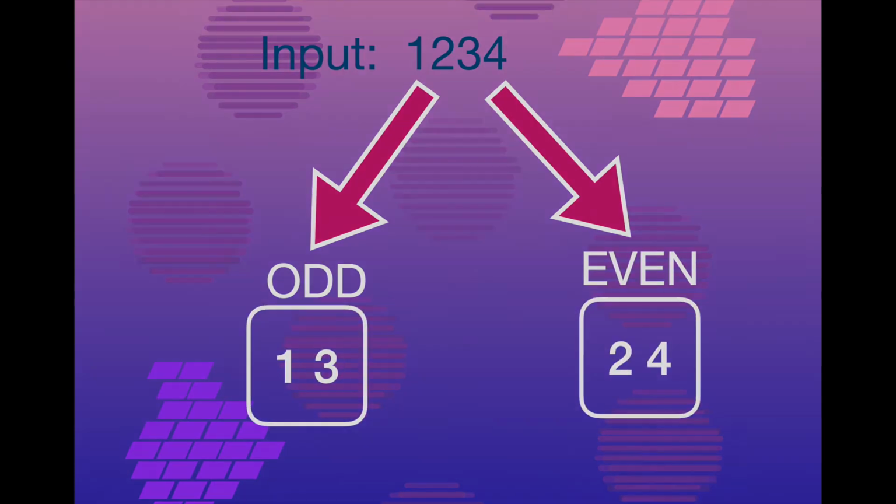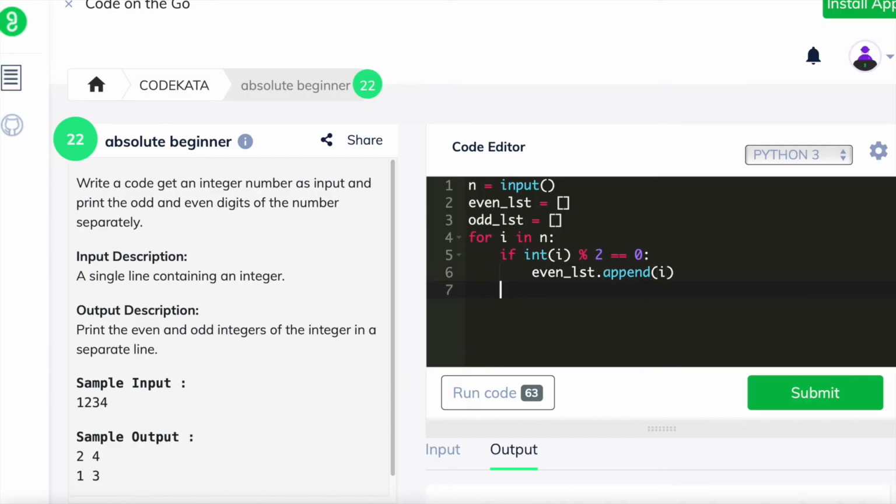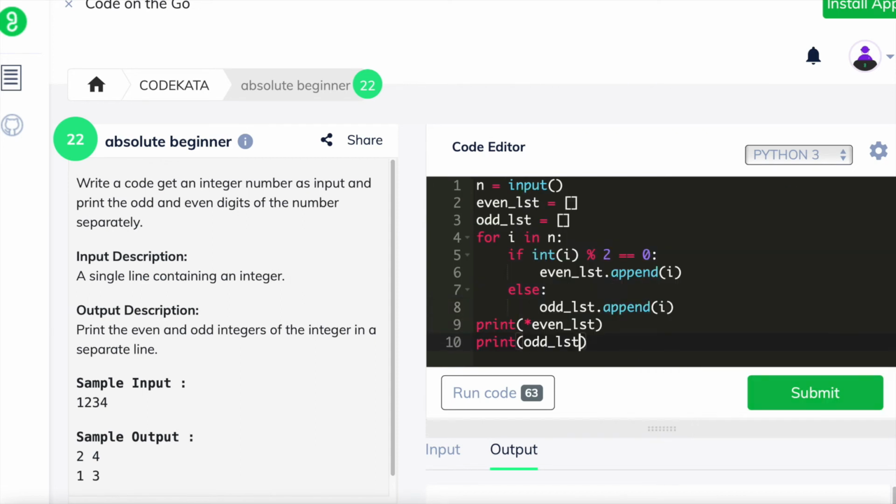Till now, we have separated all the odd and even numbers present in the given integer and stored them in their respective arrays. The only part remaining is that we should print these array elements separated by spaces.